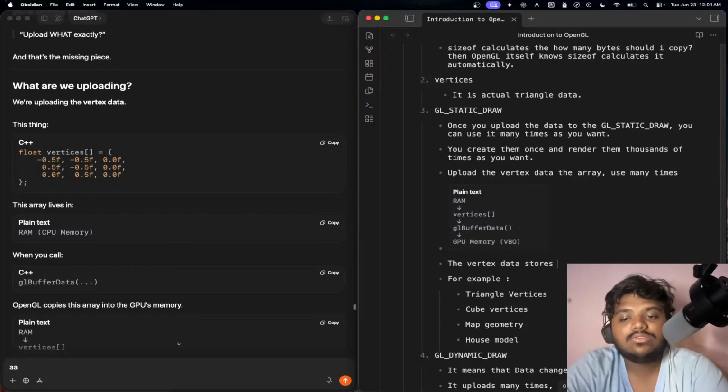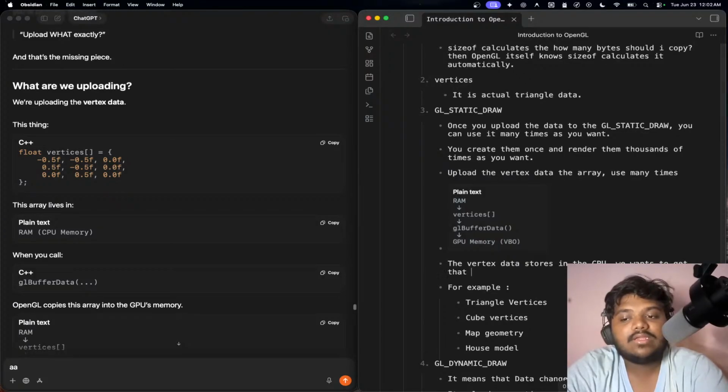The vertex data stores in the CPU, and we want to get that vertex data into the GPU.